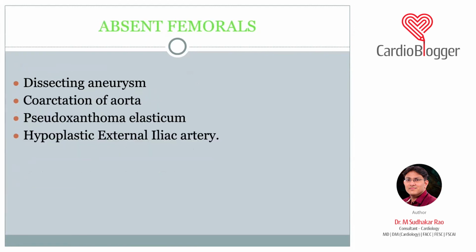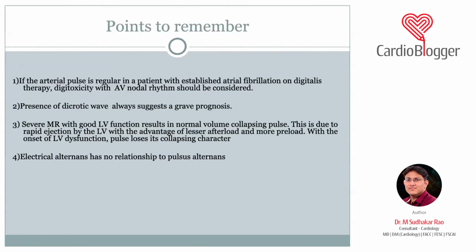When do you get absent femoral pulses? I already discussed dissection, coarctation, and rarely causes like pseudoxanthoma elasticum and a hypoplastic external iliac artery. Now, I would like to conclude by saying a few important points. If the arterial pulse is regular in a patient with AF, so if you have an already documented patient with AF who had irregular pulse and suddenly it becomes regular, you should always think that either there is digitalis toxicity or the patient has developed underlying complete heart block.